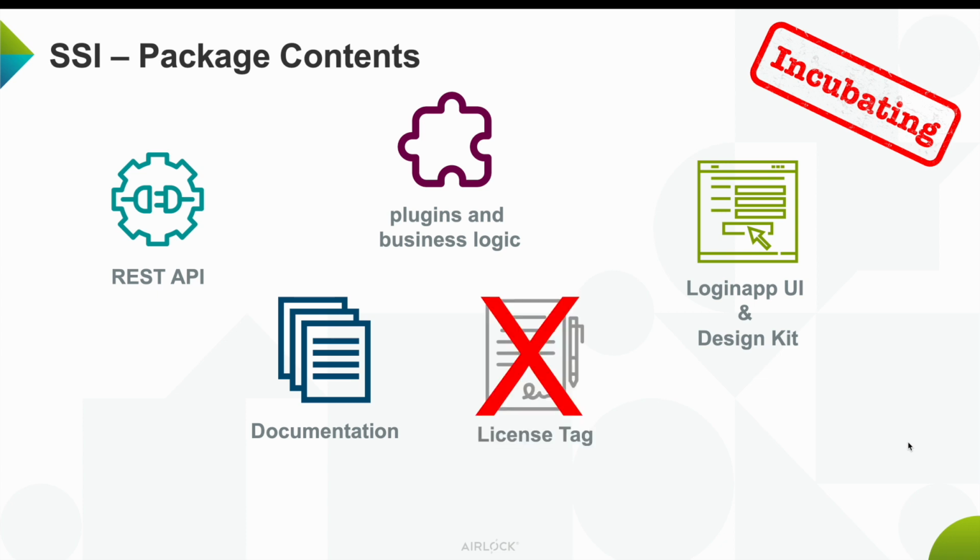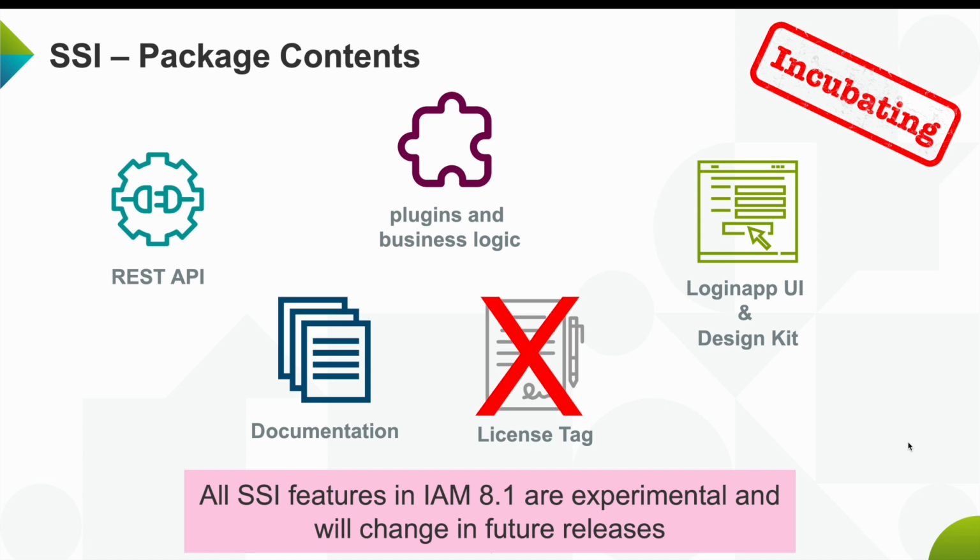And to make things even simpler, we omitted the license tag. It will appear in later versions of the feature, but right now you can just use it out of the box. There is no hindrance that you first have to ask us for a test or evaluation license. Beware: these SSI features in 8.1 are experimental, and we definitely know that they will change in future releases. So right now they're intended for proof of concept implementations, even though the programming and the testing and quality assurance has been done on the level that you would expect from regular production-grade releases.